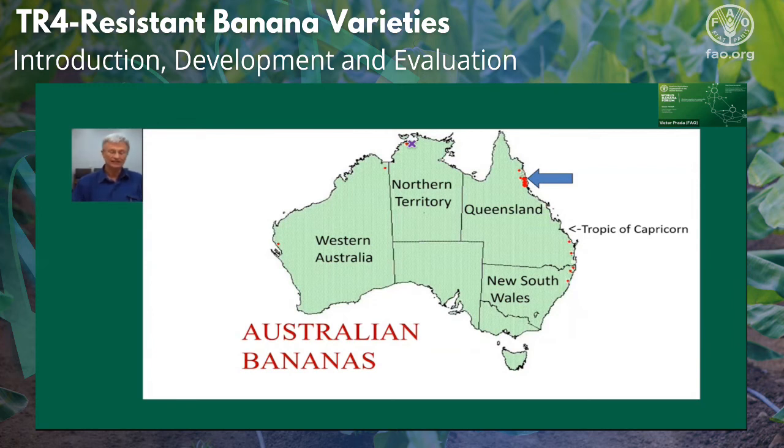TR4 was first detected in Australia in 1997 in the Northern Territory, see the X on the map, but it wasn't until 2015 that it occurred in the major production area in North Queensland. In the 7 years since then, it's been contained to just 5 farms in the Tully Valley, and only about 160 infected plants have been detected. This is a relatively slow rate of spread, and it's testament to the massive biosecurity effort put in by all concerned.